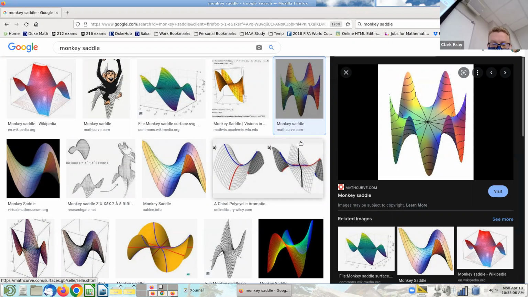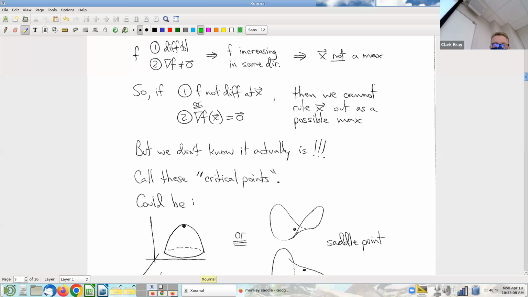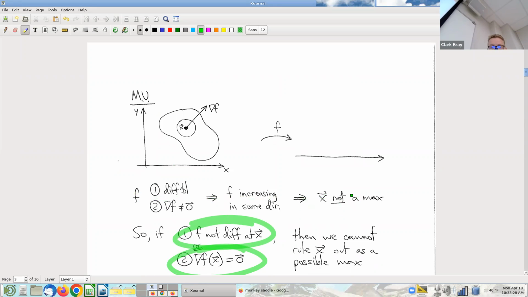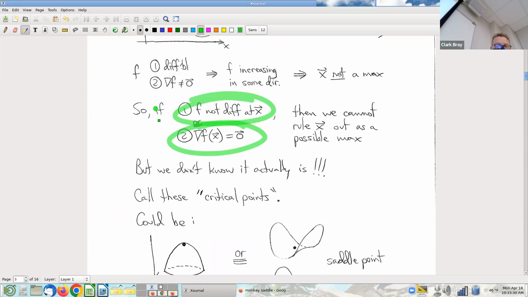Okay, so here's what we were talking about last time. If you want to find a critical point in more than one dimension, look for points where f fails to be differentiable. Look for points where the gradient is equal to 0. Everything else you can rule out. It couldn't possibly be a maximum, right? Because of this reasoning. But if either one of these things happens, then who knows? No idea what's going on.